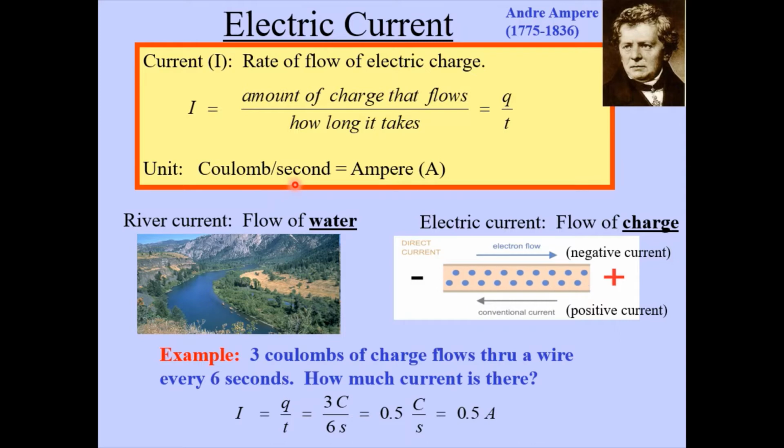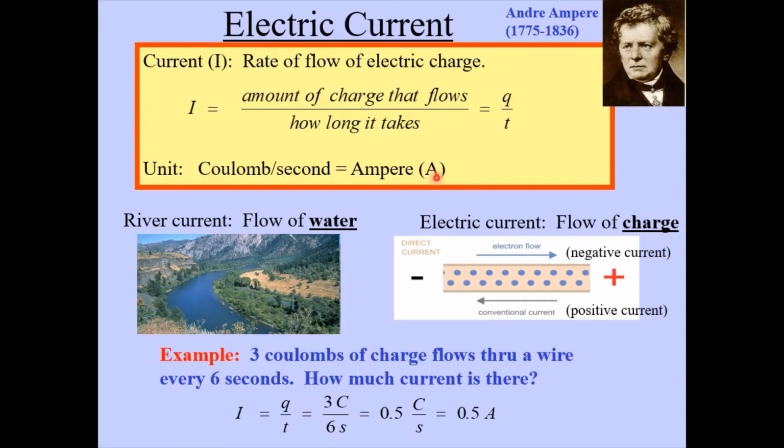A coulomb per second is called an ampere. And an ampere is named after Andre Ampere, a French physicist who studied electricity. It's abbreviated with the letter A, and sometimes an ampere is abbreviated by just saying amp. So for example, a 2 amp fuse means a fuse that is rated at 2 amperes of current.